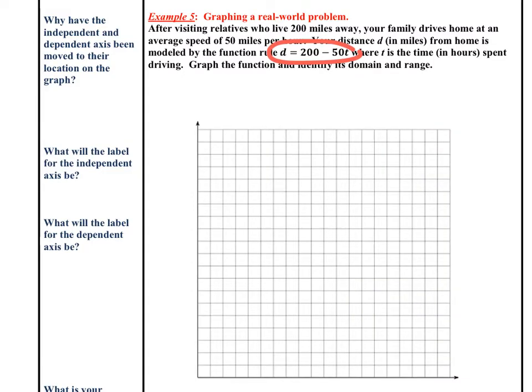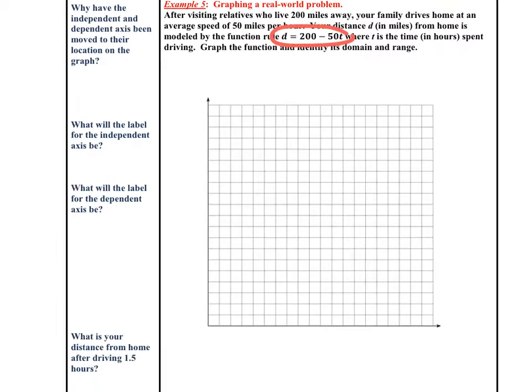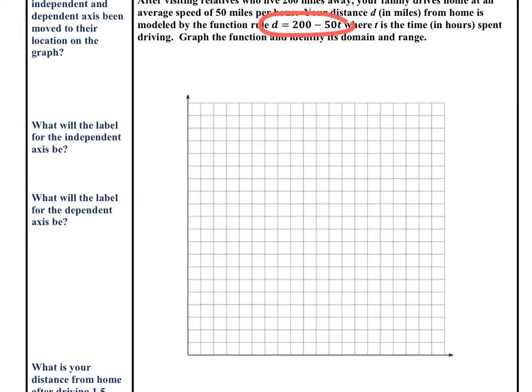Why have the independent and dependent axis, so why have the x and y axis, been moved to their location on the graph? If you notice they're in a different spot than normal, go ahead and talk about that with the person next to you. Why are they moved?